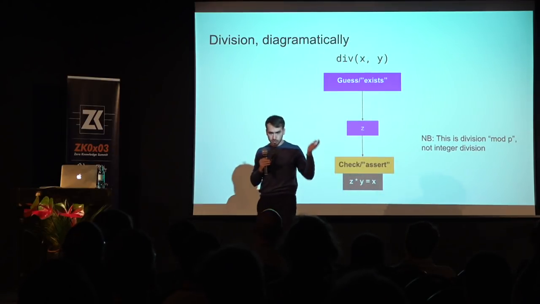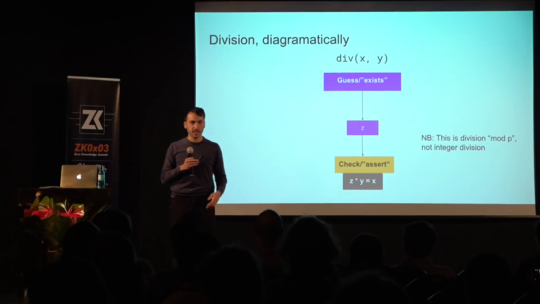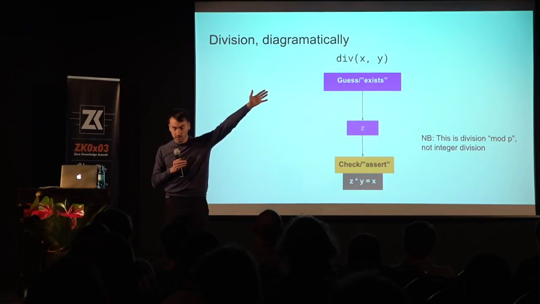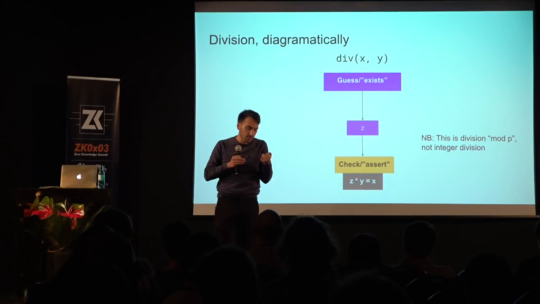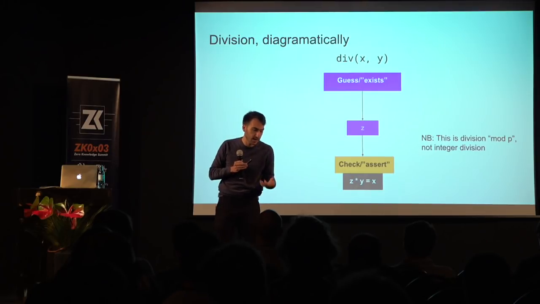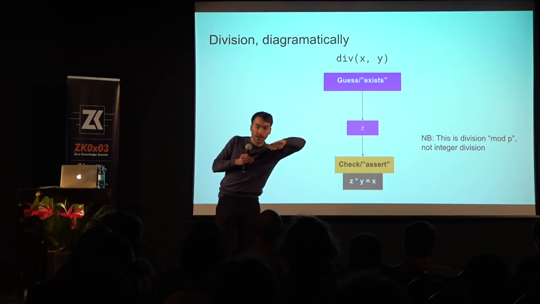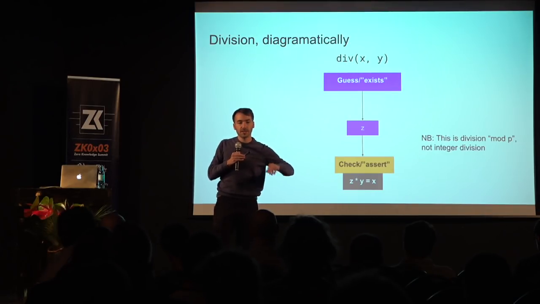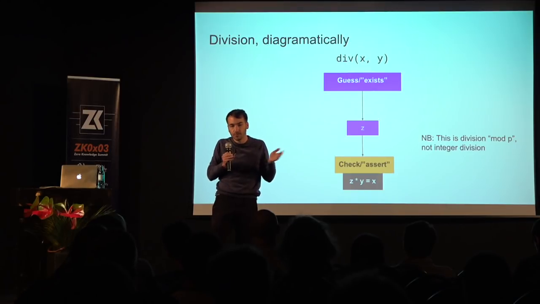Does that make sense? Conceptually, I say, I want to compute x divided by y. First, I guess z by magic. And then I just check, does z times y equal x? If so, the assertion passes, I go to the next line, I return z. Otherwise, execution halts, and okay, that's it.